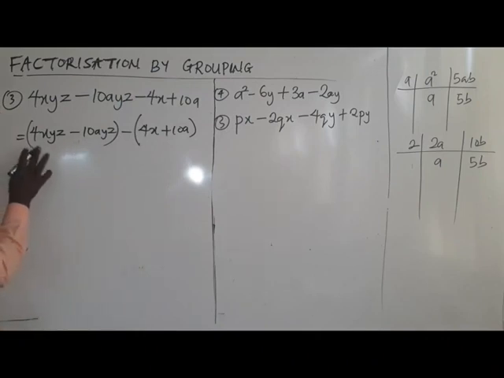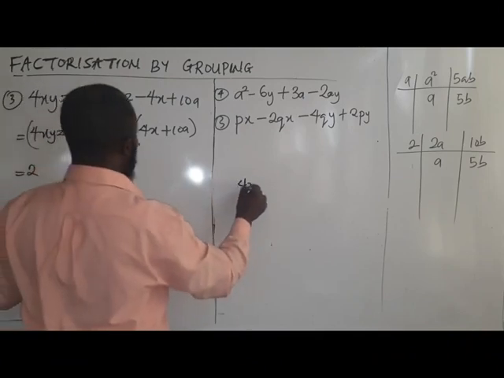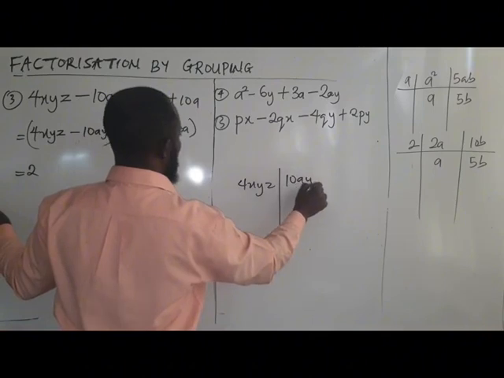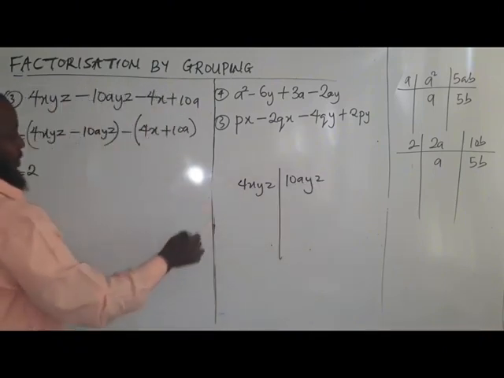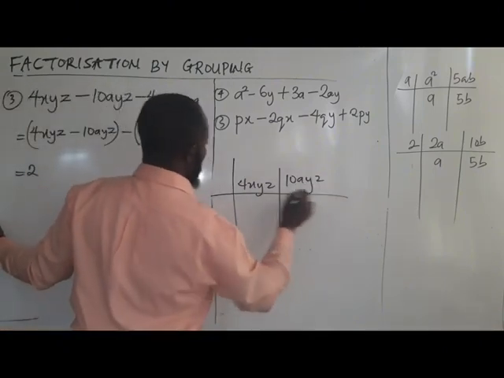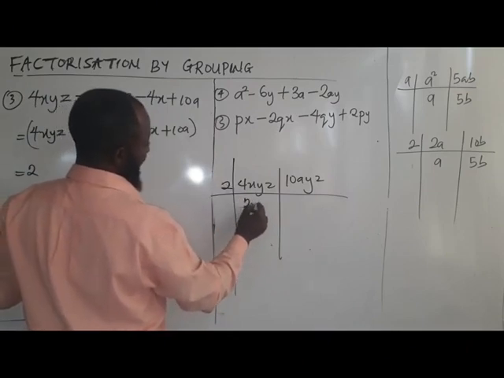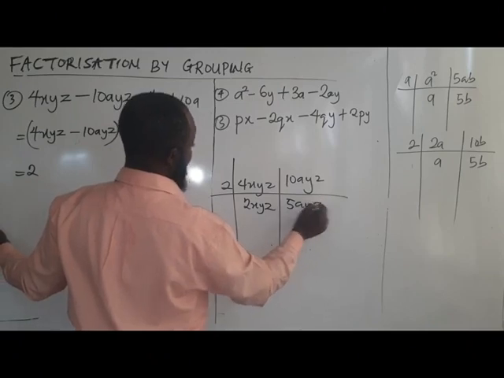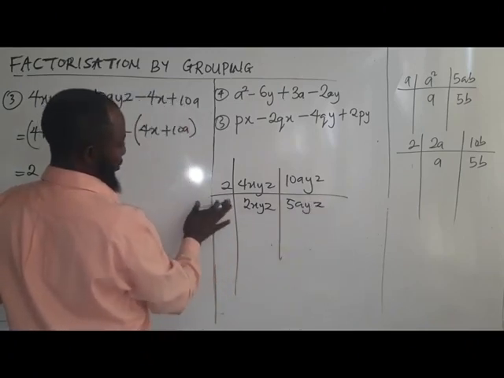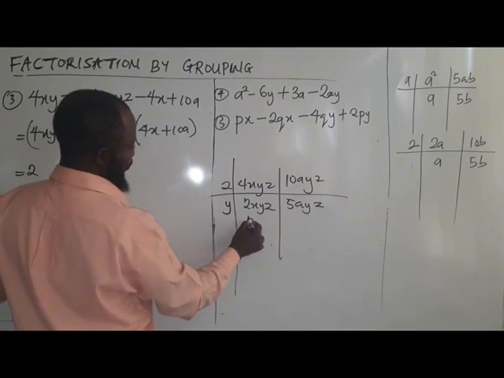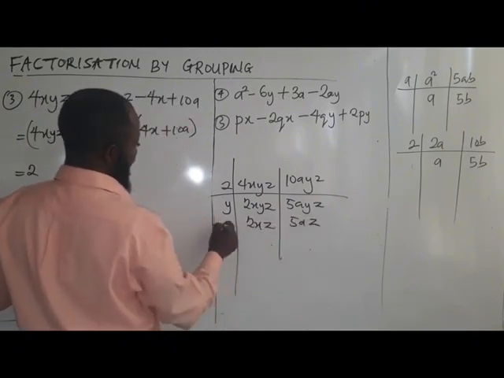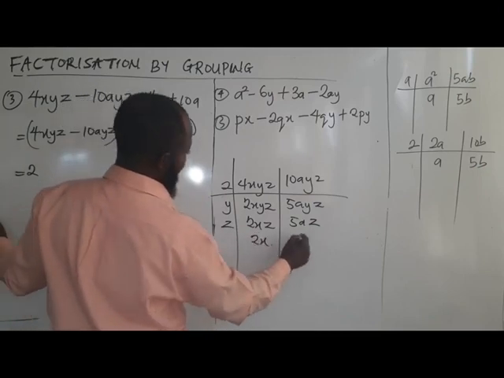So what is common? 2 is common. So we can also do the same thing. So 4xyz, then 10ayz. This could be your working sheet, right? So that I don't make mistakes. 2 is common. That's going to be 2xyz, that is 5ayz. Then x is not common. y is common. That is 2xz, 5az. z is common. That is 2x then 5a.